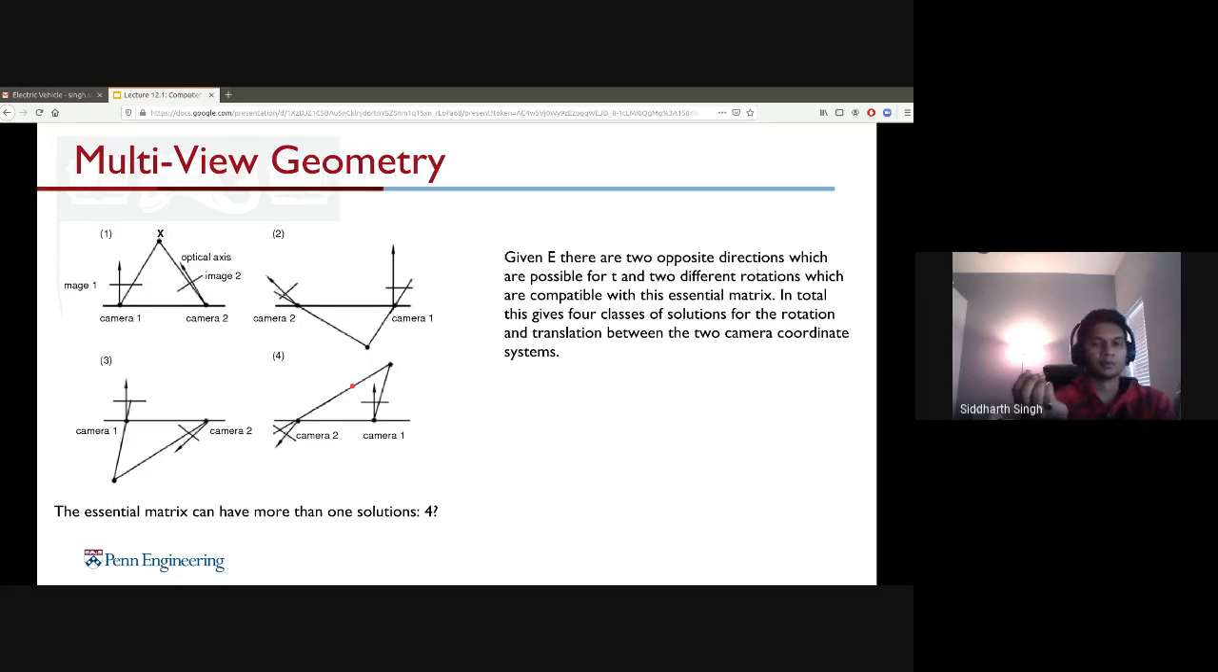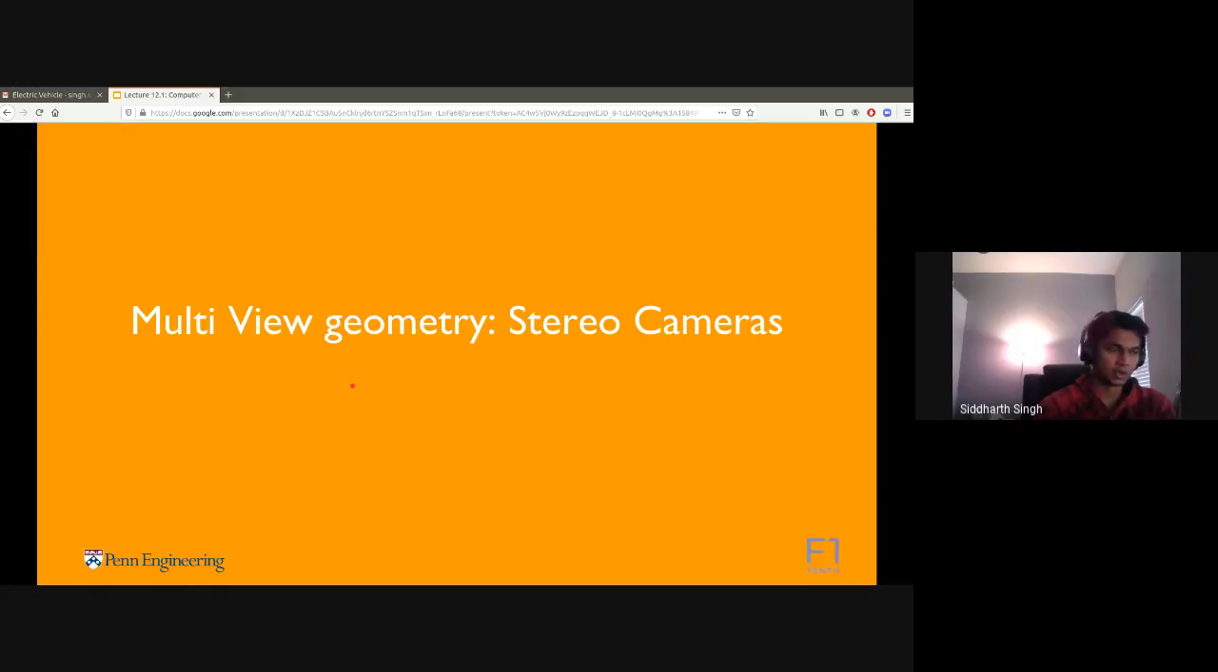Another good example of multiview geometry is something we call stereo cameras. Is there anyone who is absolutely not at all familiar with stereo cameras? You can even message if you have trouble unmuting yourself. Is there anyone who has absolutely no clue what a stereo camera is? First time they're seeing this word.